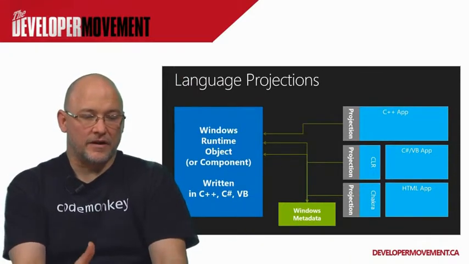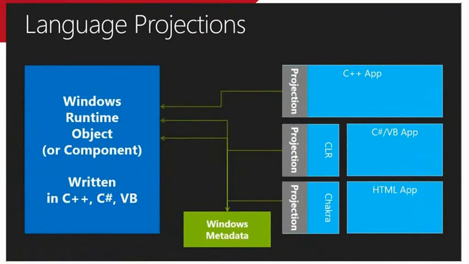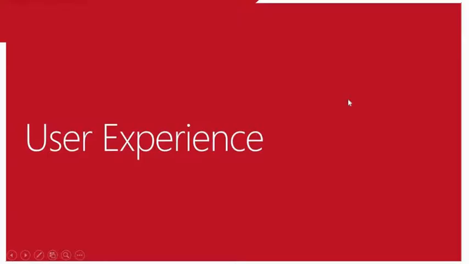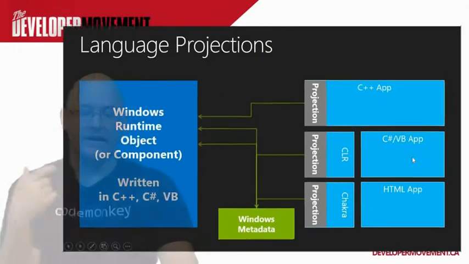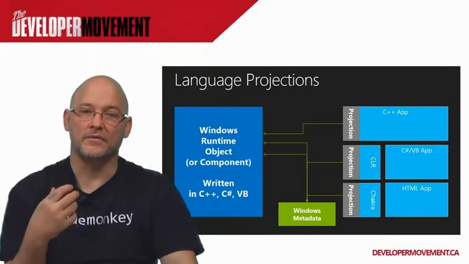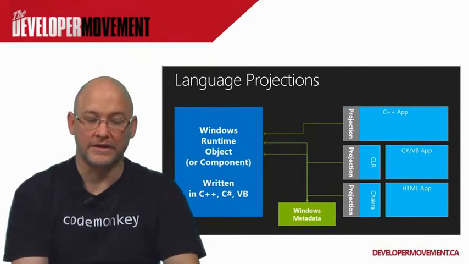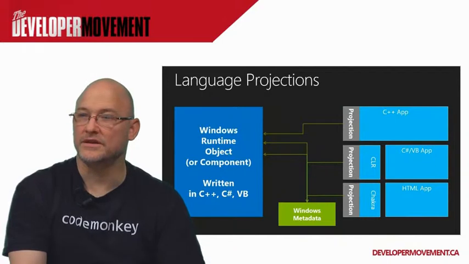So here basically we have an example of the language projections. The runtime object or component is written in whatever language you've chosen, in C++, C#, or VB, and it comes in from either your C++ app, your VB app, or your HTML5 app, and it gets brought down and applied, Windows metadata ends up applied to it, and then it basically goes into the runtime object.